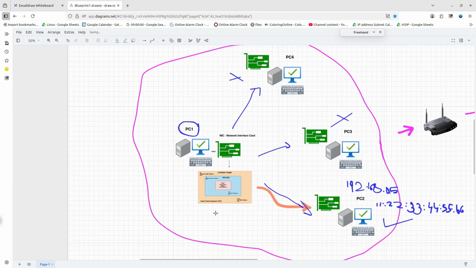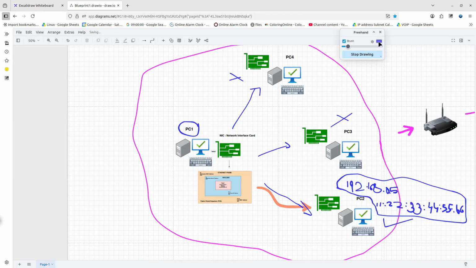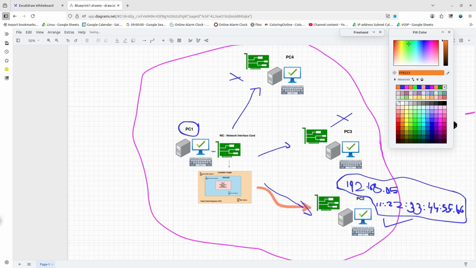So PC1 will gather all this information. Let me just use a different color. Yeah, it will gather all this. Actually, this is a bad color. Wait, let me make something more visible. Let me use green. Yeah, this green.